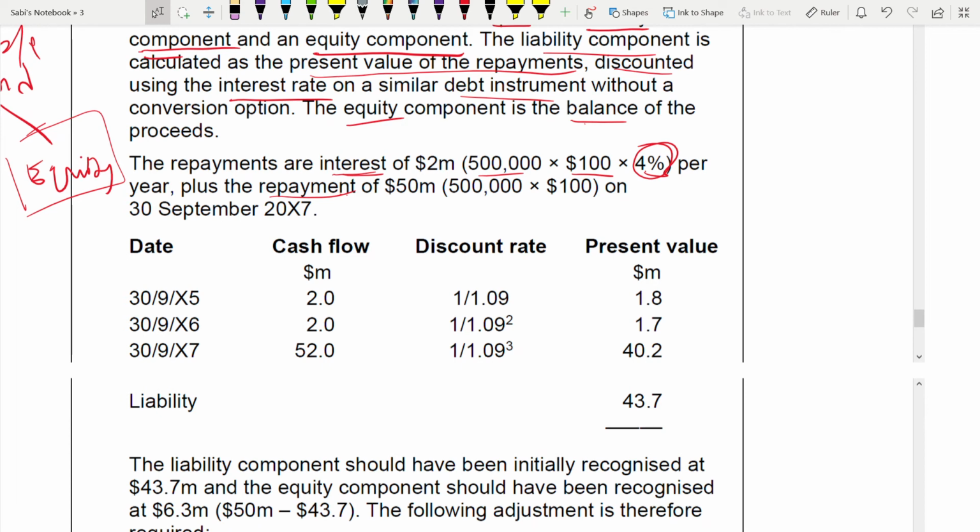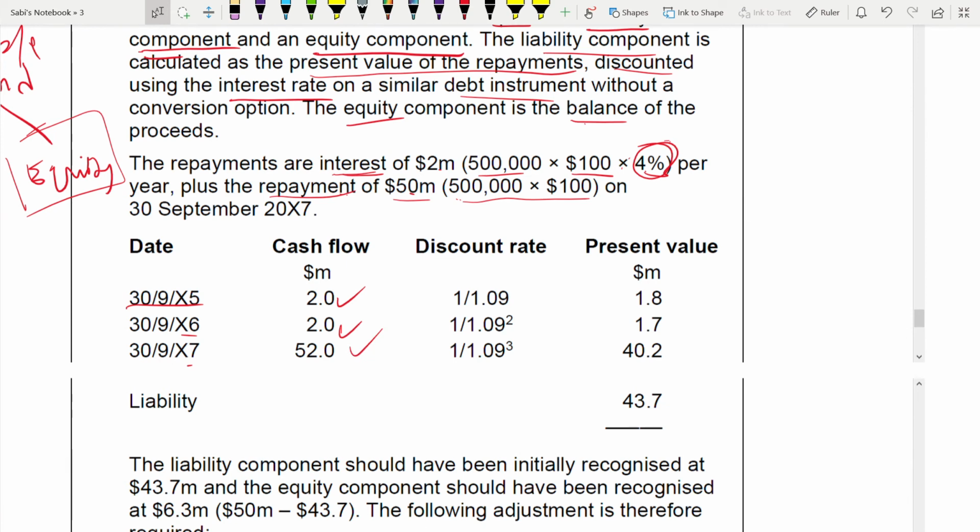Repayment. When you are taking the principal amount, you don't take this 4%, just the 500,000 into 100. That's it, which is 50 million. So that means out of 3 years, first year, second year, only 2 million you will pay. You have to write the dates 2005, 6, and 7, 30th September. First 2 years, only the interest, 2 million, 2 million. Final year with the interest, 2 plus 50, 52. Okay, that's how normally you pay cash, right? With the interest, you pay the principal amount also finally at the year end.